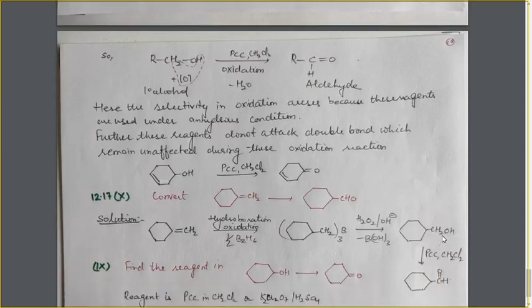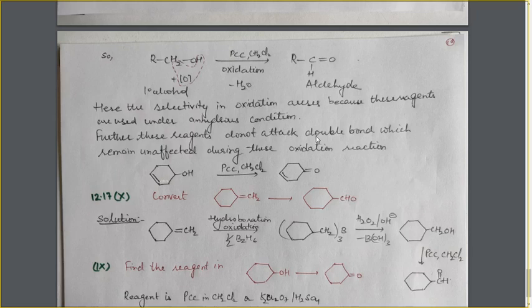Let's see. This is a 1 degree alcohol on oxidation with PCC in CH2Cl2. There will be loss of a water molecule. As I have said earlier, this oxygen will take away one hydrogen from this position, one hydrogen from this position. The valencies will be satisfied by the formation of a double bond, and the aldehyde group is formed. So here, due to the presence of a specific reagent, PCC, pyridinium chlorochromate, we will get the aldehyde. The selectivity in oxidation occurs because these reagents are used under anhydrous condition. Anhydrous means in the absence of water.